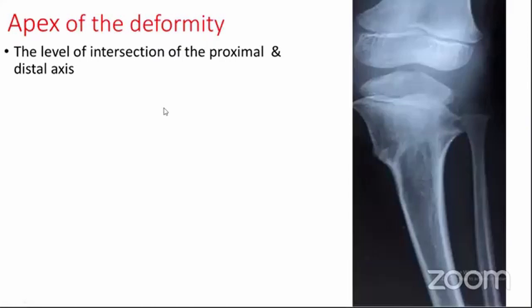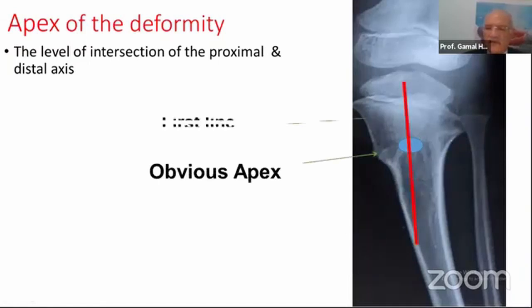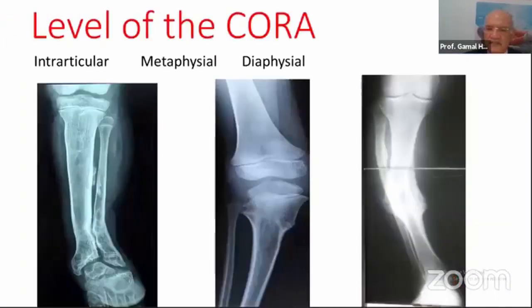We talk about the CORA, or the apex of the deformity. The CORA is the intersection of the proximal axis and the distal axis of the bone. This is the first line, the proximal axis, and the distal line, the distal axis. So I have two lines. The level of the CORA can be intra-articular, you see here, intra-articular in the joint itself, or metaphyseal here, or diaphyseal.